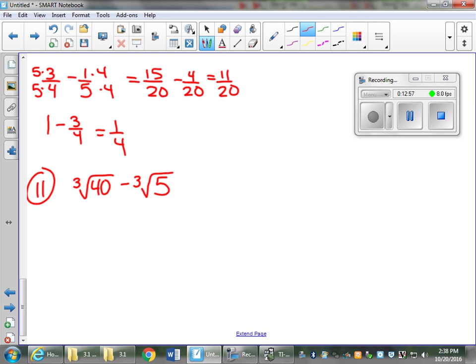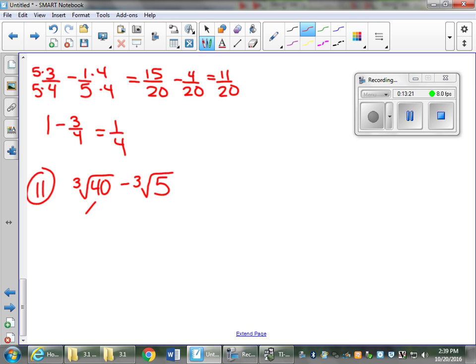Because this is a subtraction example, in order to add or subtract, it needs to be the same root and the same base. Right now it's not, so I can't do anything yet. However, I'm going to combine that fact with the fact that I could break apart radicals by looking for perfect factors. So cube root of 40.